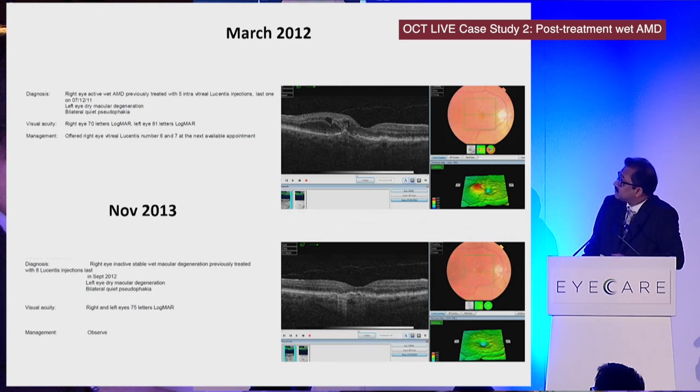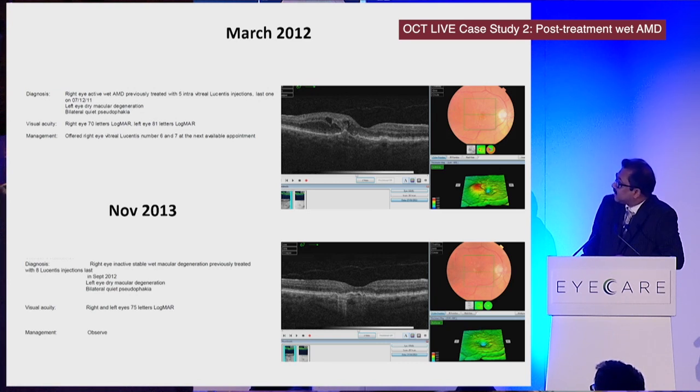She came back in March 2012, and you can see PED is coming back, and again there is some fluid coming back in the right eye, and her vision was slightly poor. It was down to 70 letters, which wasn't that bad. It comes to around 6/9, but at that time we listed her for a few more injections in the right eye.